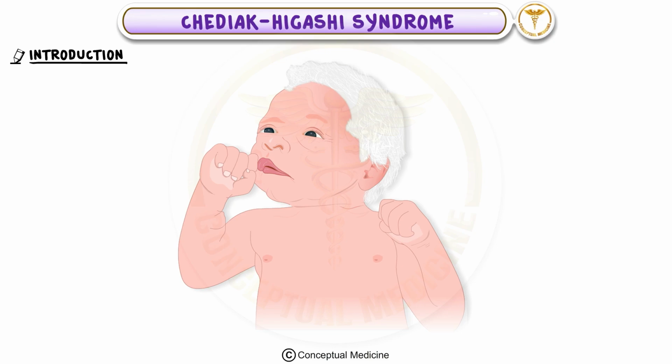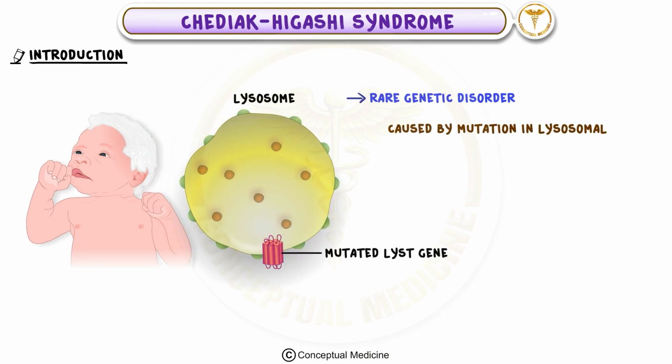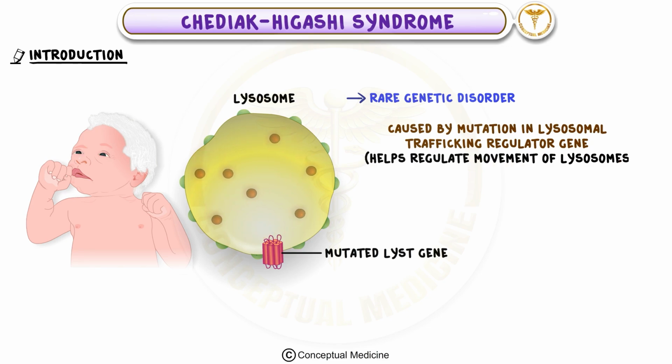Chediak Higashi syndrome. In this video, we will learn about Chediak Higashi syndrome, a rare genetic disorder caused by a mutation in the lysosomal trafficking regulator gene, also known as the LYST gene. This gene is crucial because it helps regulate the movement of lysosomes within cells through microtubules.